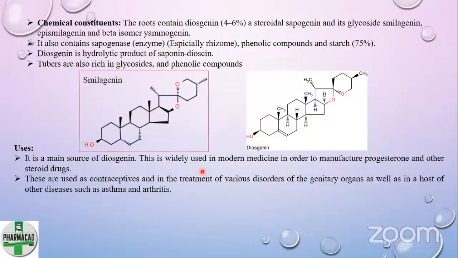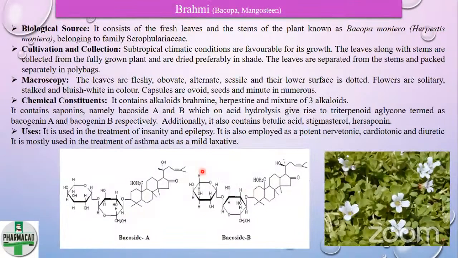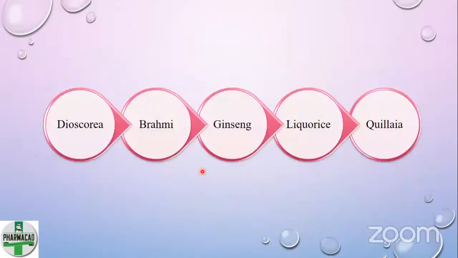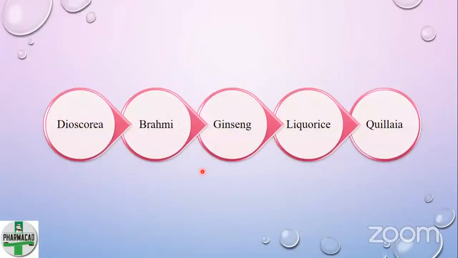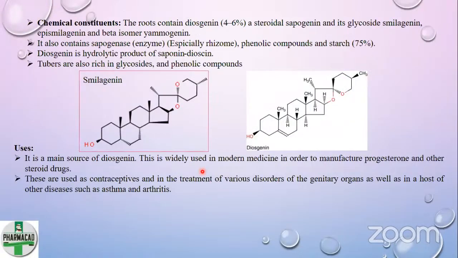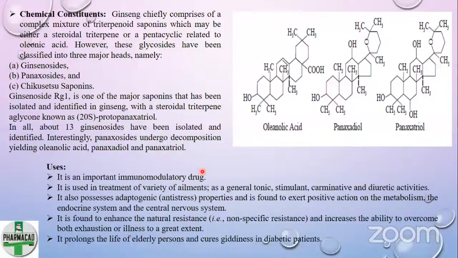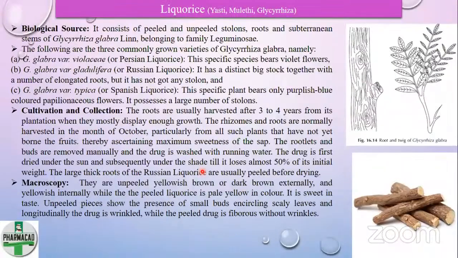So we had completed Dioscorea. We had seen 2 different types of triterpenoid saponins, first the tetracyclic, that is steroidal saponins, and then pentacyclic saponins. Basically they are all triterpenoidal compounds. Under this we have studied Dioscorea, Brahmi, ginseng. These 3 drugs we have completed.